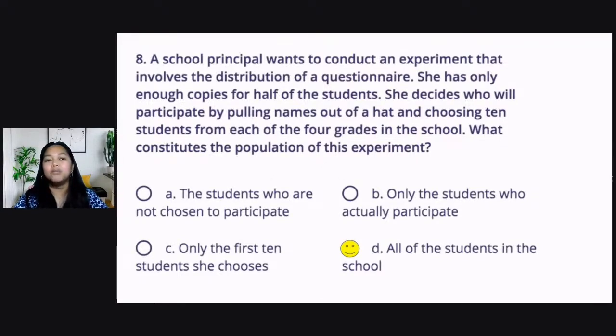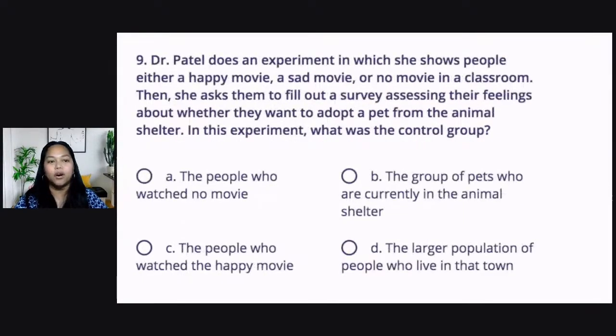All right, we move on. Number 9, move on. Dr. Patel does an experiment in which she shows people either a happy movie, a sad movie, or no movie in a classroom. Then she asks them to fill out a survey assessing their feelings about whether they want to adopt a pet from the animal shelter. In this experiment, what was the control group?